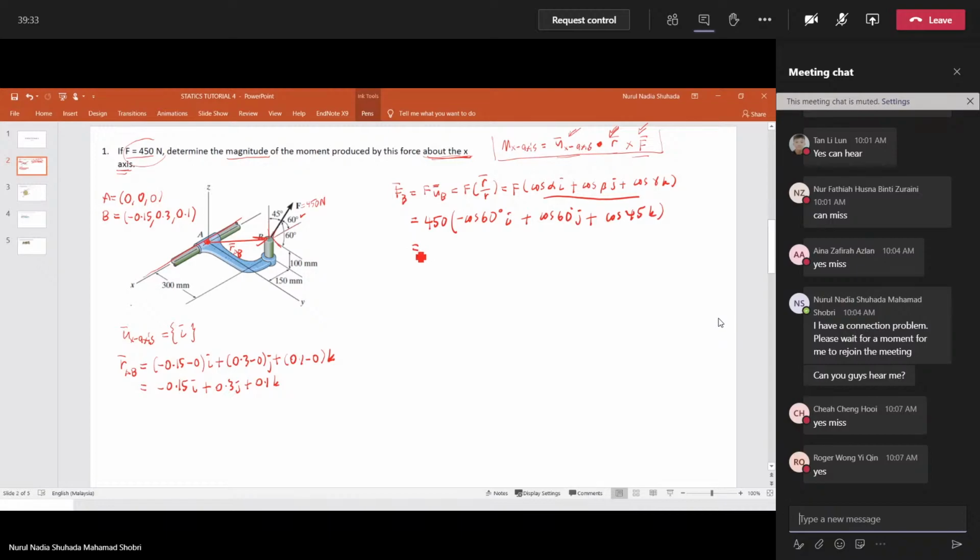So in this case, you will get negative 225 i plus 225 j plus 318.2 k. Okay, so now we already have all three components here, so we can now find the moment about the x-axis.